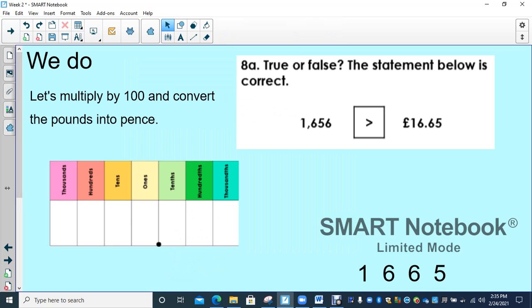Okay. So we've got our last one. True or false? The statement below is correct. 1,656 pence is greater than £16.65. Pause the video here. See if you can get this one right, and then join me for the answer in a second.